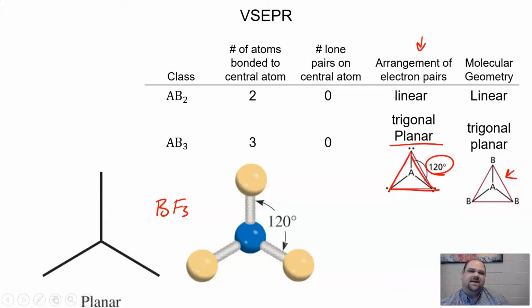BF3 is a molecule that has boron in the middle, right? With 3 fluorines around it. That boron, again, is an exception to the rule, and so he's okay with only having 6 electrons. Another fairly common version of this would be something like nitrate.